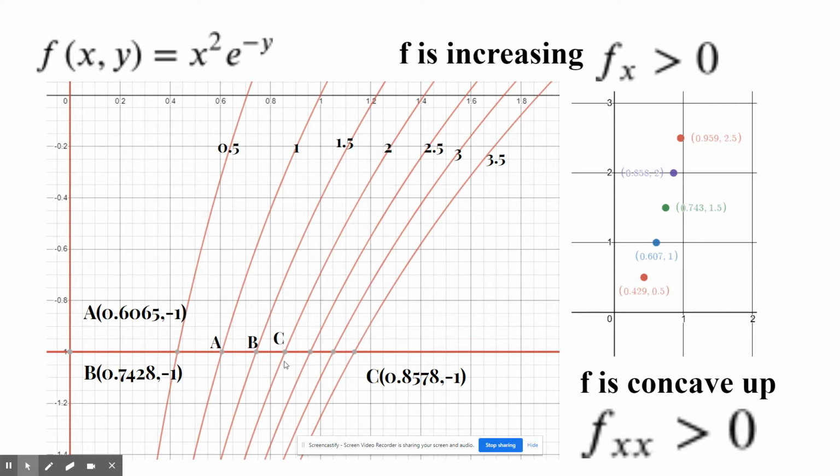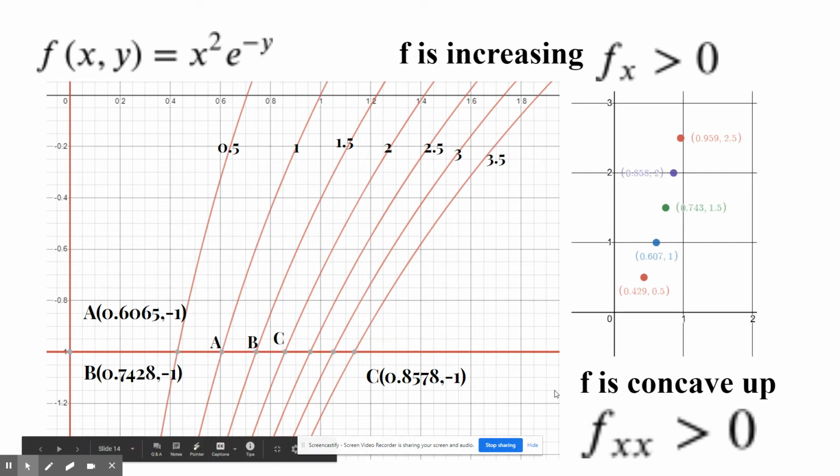Again, you want to consider two different things. First, the change in the z values: is fx positive or negative? And then you want to look at the distance between each one of those points. Is the distance between those points getting bigger or smaller? You want to put those two together and make your conclusion about whether fxx is positive or negative.